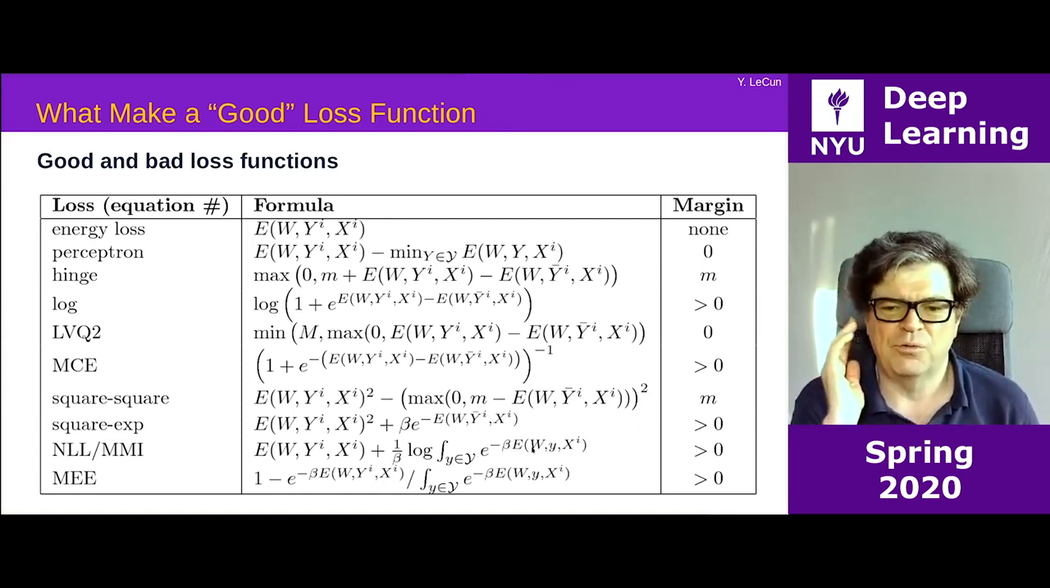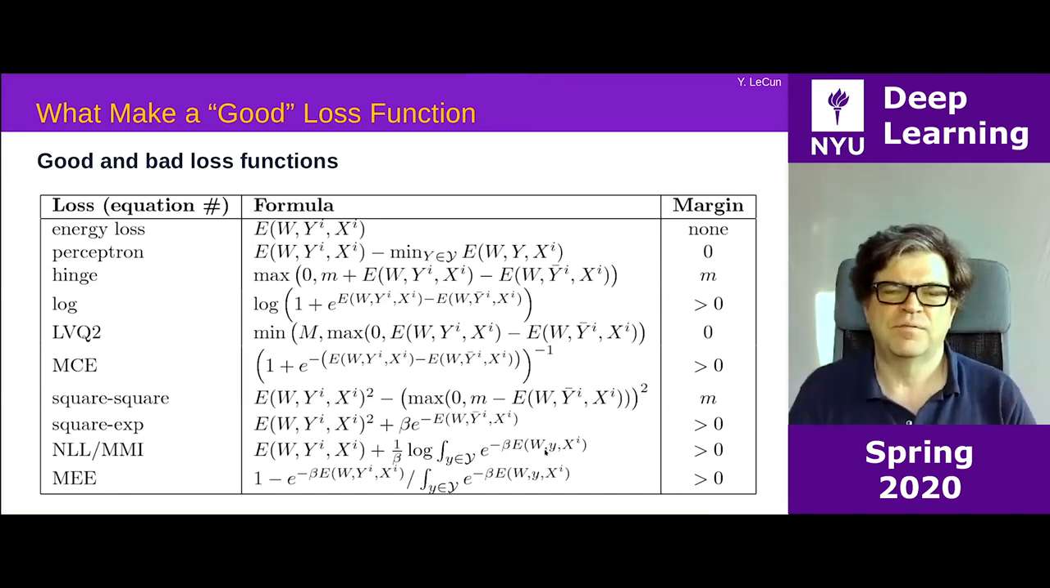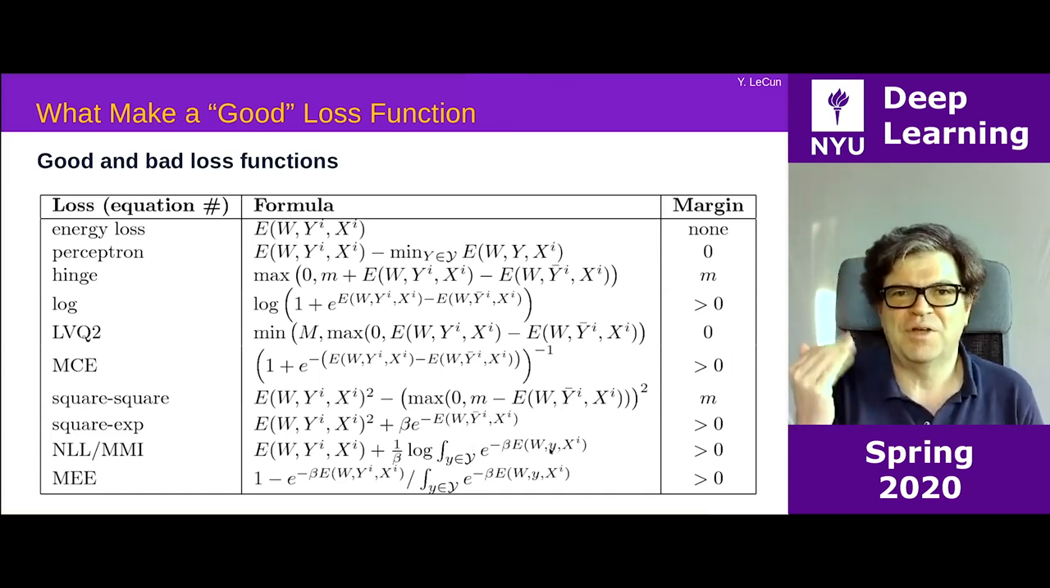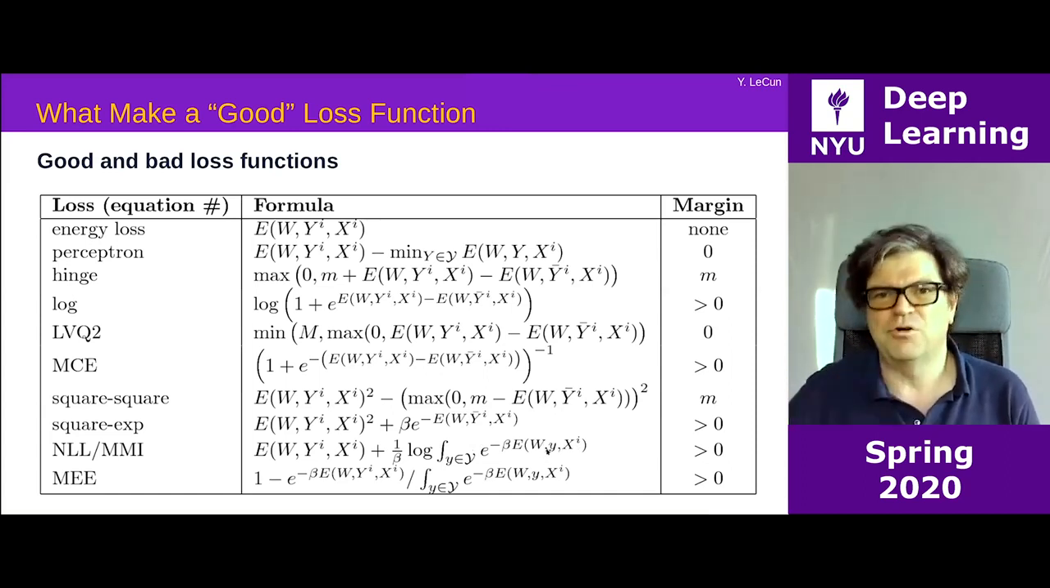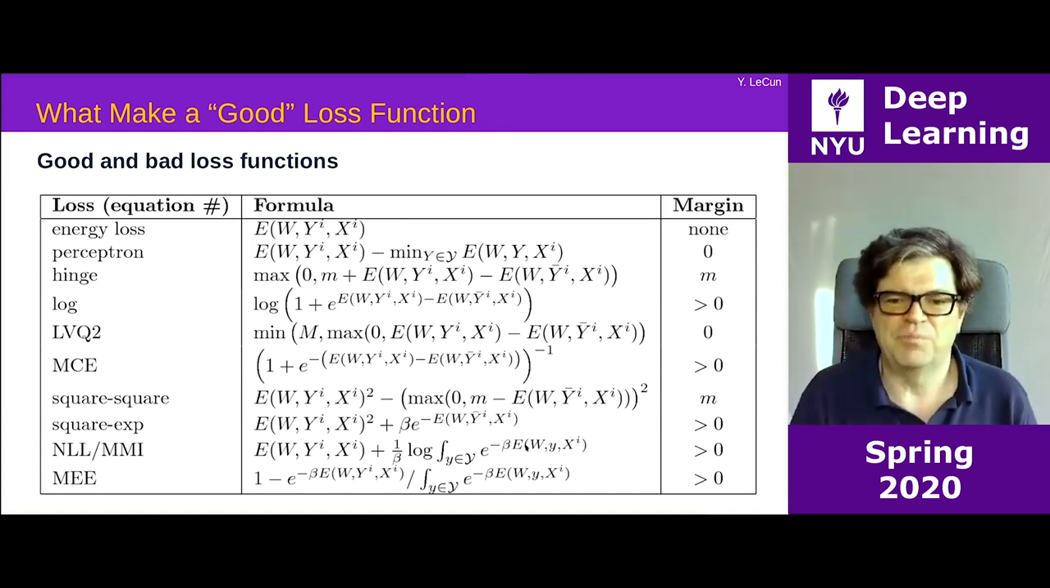There's a problem with it also, which I mentioned before, which is that this wants to make the energy of incorrect answers infinite. It's not going to make them infinite because as they get larger and larger, the gradient of this sum with respect to each of them gets very small, but they're going to get pushed to infinity. And so it's not necessarily a good thing. The hinge is better in a way because it just says, I just want it to be larger by some value. I don't care how much.